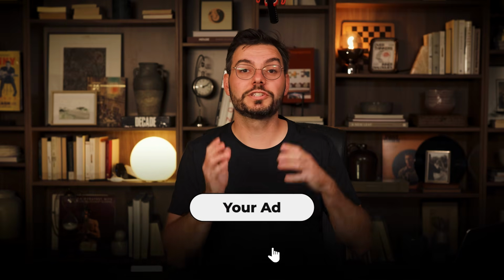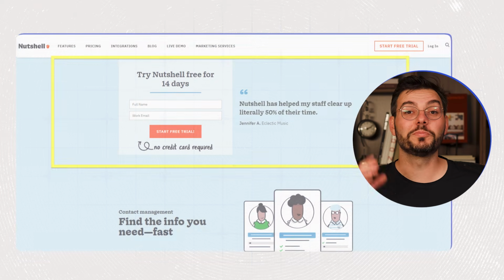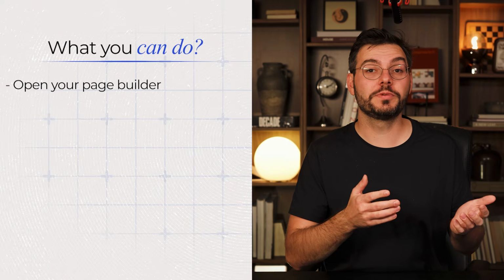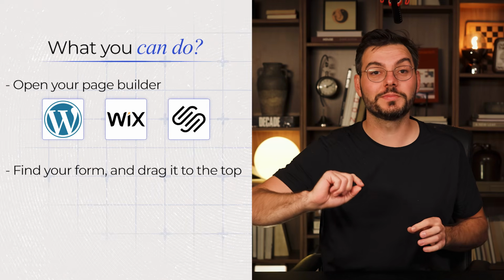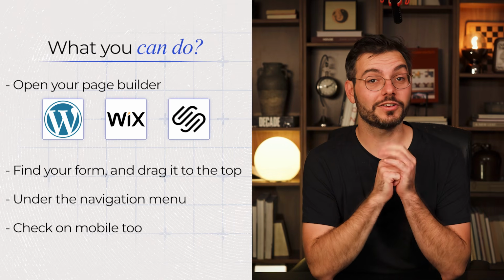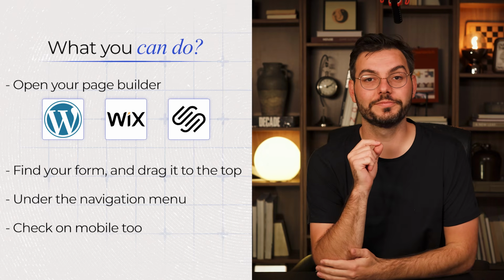Think about it like this. When someone clicks on your ad or on your link, they already know what they're coming for. They don't need a whole story, they just want to take action. So put the form right there at the top where they can see it immediately. Here's what you can do. Open your page builder, whether that's WordPress, Wix, Squarespace, whatever. Find your form and drag it to the top section, right at the very top of your page under the navigation menu. Then make sure you check it on your phone too, because sometimes it looks fine on desktop, but on mobile, you have to scroll. You want it to be visible on both without any scrolling. Now, this is probably the easiest change that you can make that'll have the biggest impact on your conversion rate.